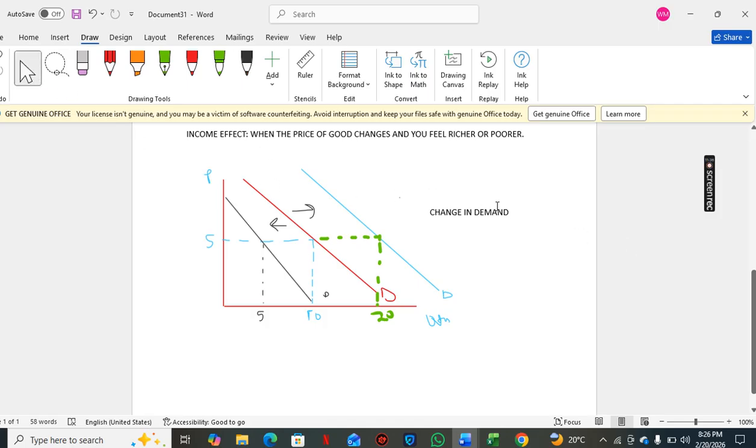So now we're going to look at the factors that cause the demand curve to shift, which are also called the non-price determinants of demand. These are the factors that will cause this demand curve to shift. As you see, the price has stayed the same, but the quantities are changing.